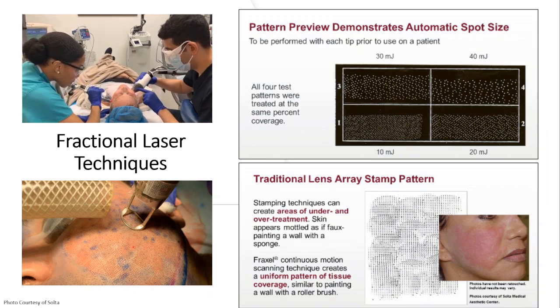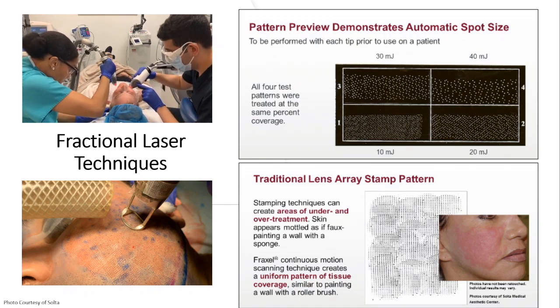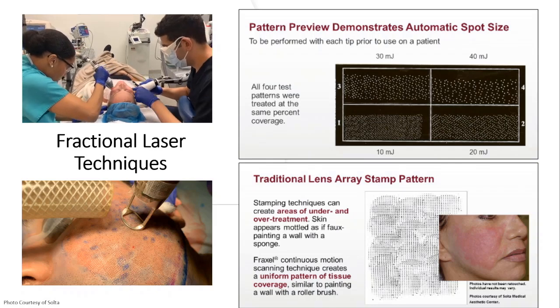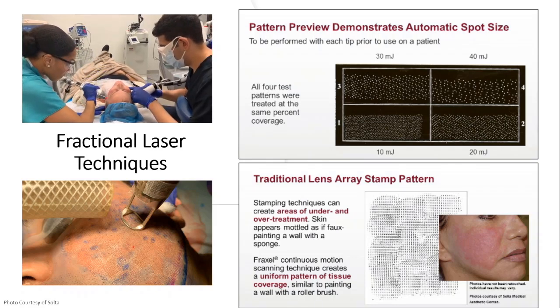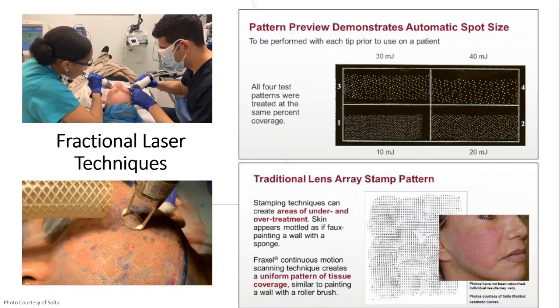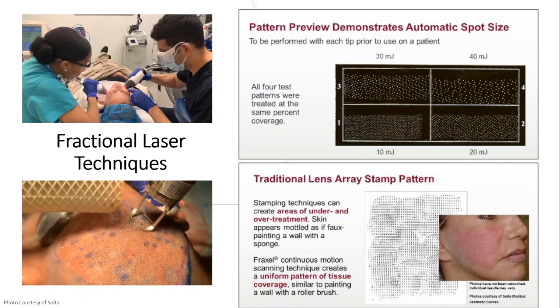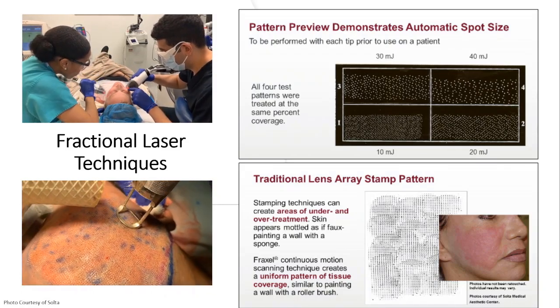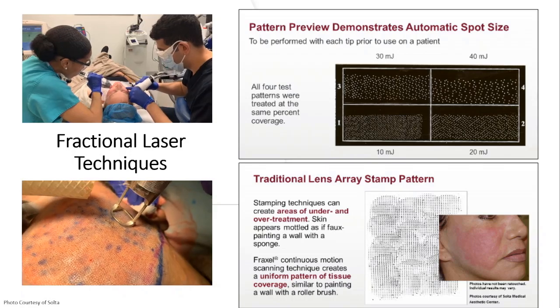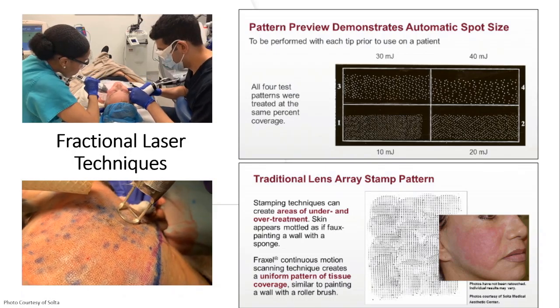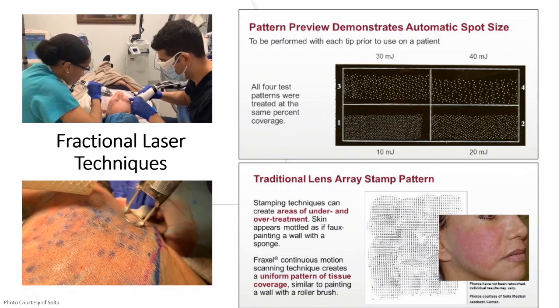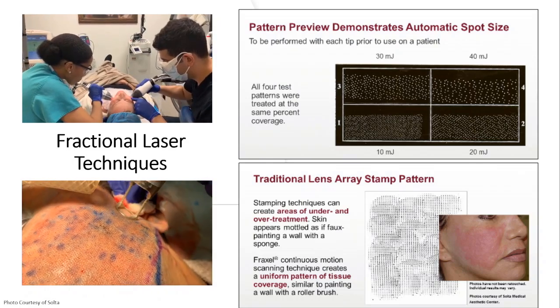So when it comes to the different motions that you see with some of our devices, you have stamping hand pieces and you have continuous motion hand pieces. The stamping hand piece is going to be delivering the fractionated energy according to the tip size. And so essentially we lift it off the skin between each pulse. We really do not recommend pulse stacking.